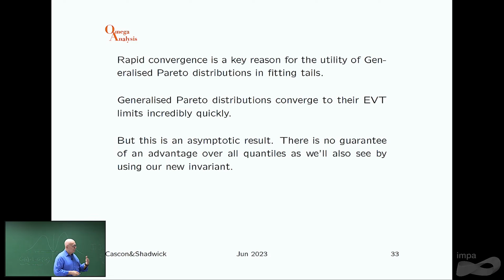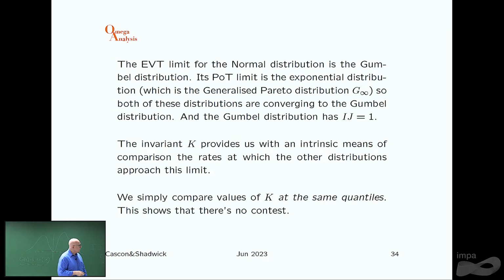But this is an asymptotic result, and in lots of applications in finance we have found places where in fact there was no advantage for the generalized Paretos over other distributions. But anyway, here is an example for the normal distribution, and this goes back to Fisher and Tippett's paper as well.